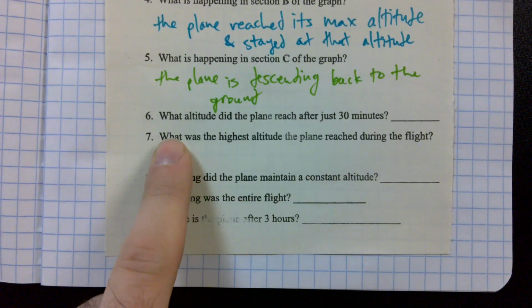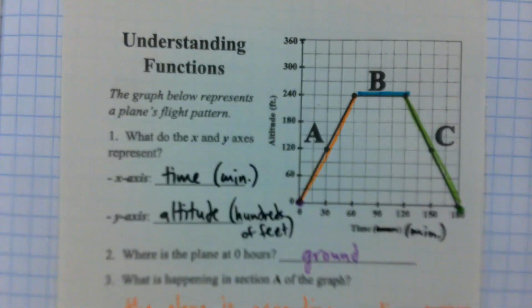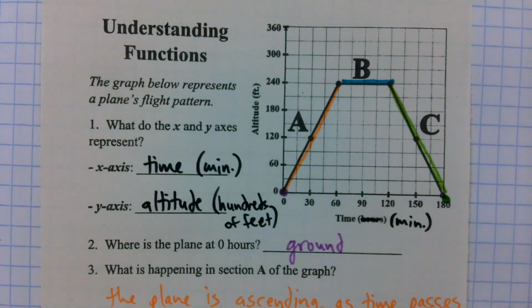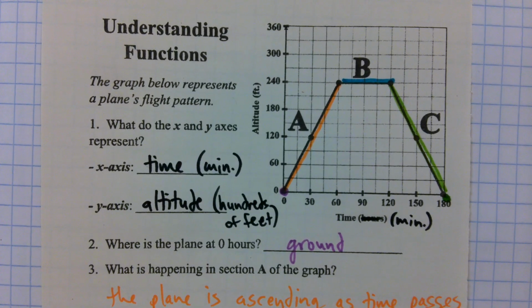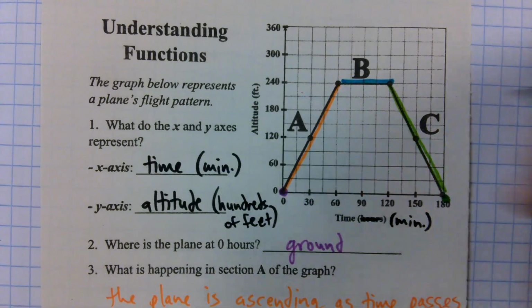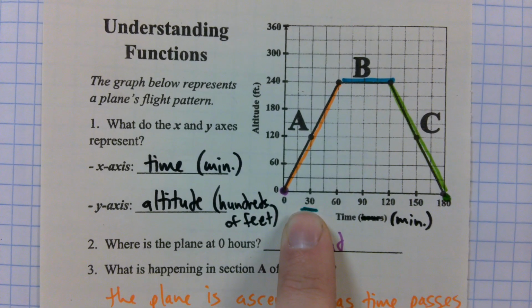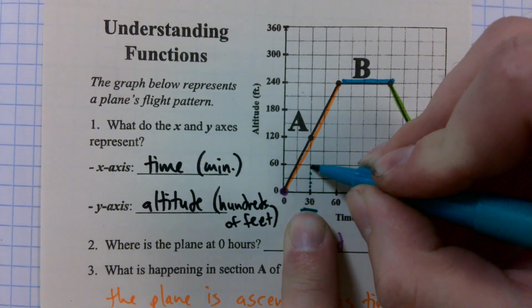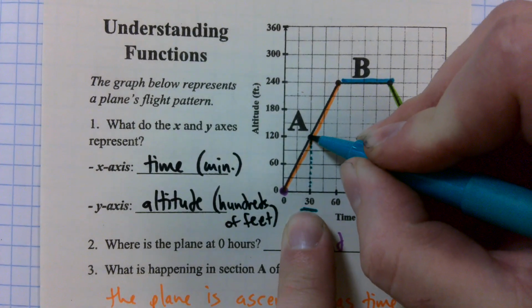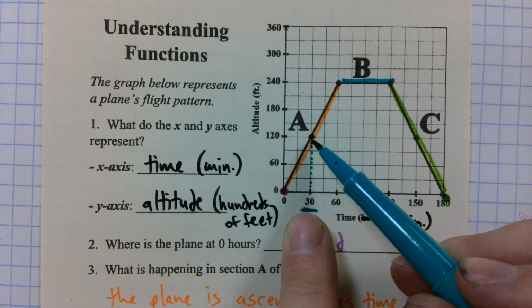Number 6 says, what altitude did the plane reach after just 30 minutes? How can I figure out the answer to that? The graph. Look at the graph. Anthony, where am I going to look on the graph? The x-axis. Okay, where on the x-axis specifically? 30 minutes. Perfect. We're going to look at 30 minutes, and then look up. We're going to look up until we reach what? The line. The A. The line right here. Yeah, the dot.